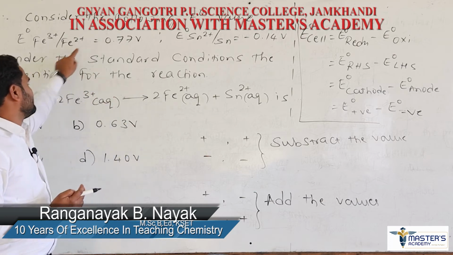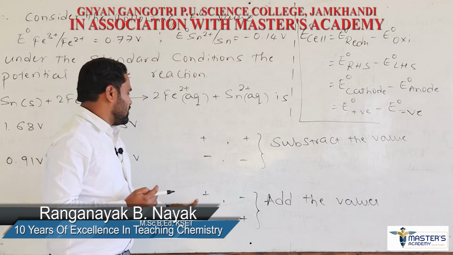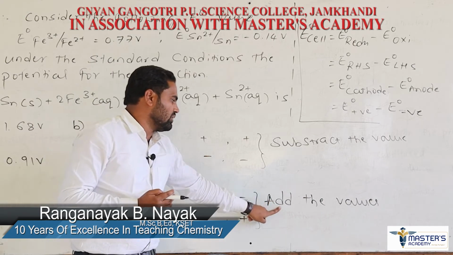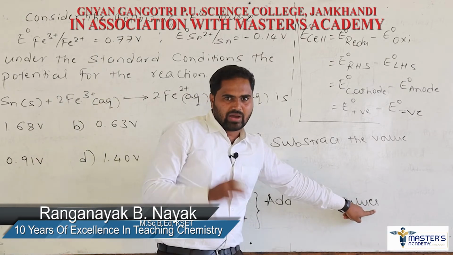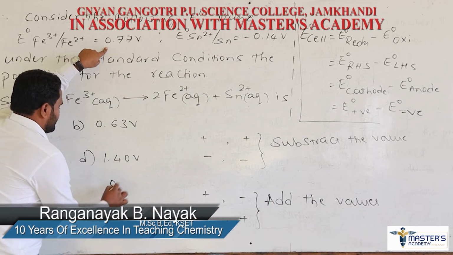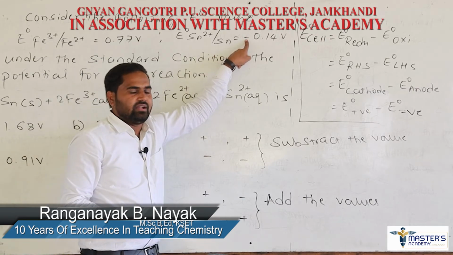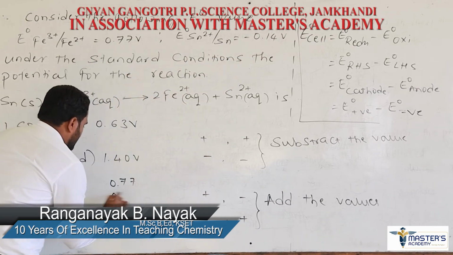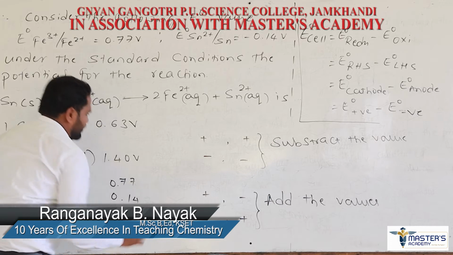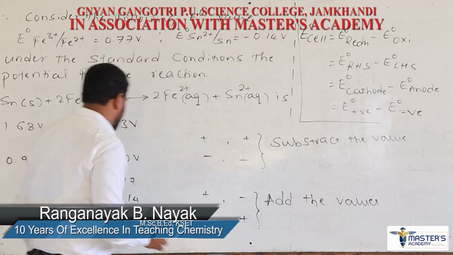Here our values: one is positive and the other value is negative. One is positive and one is negative. What do we have to do? Add the values. You have to add the values. What is one value here? 0.77, a positive value is there. And then the other value is a negative value, 0.14. What do we have to do, subtraction or addition? Addition. You have to add the values.